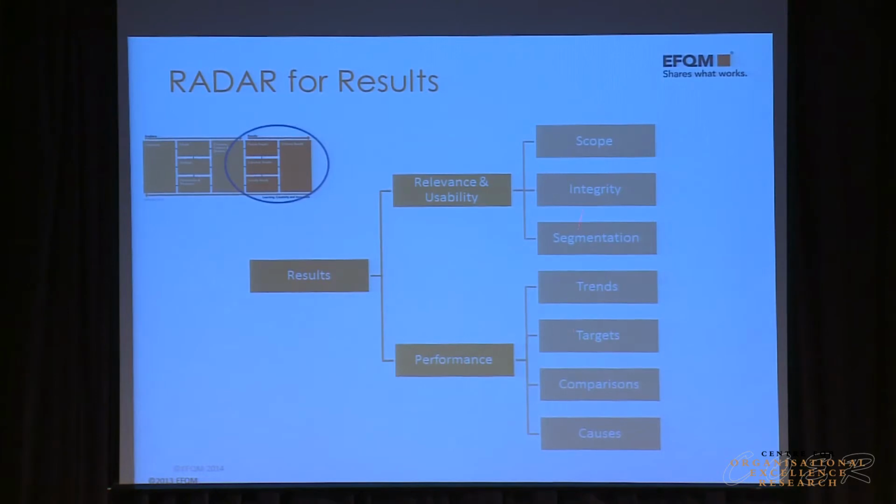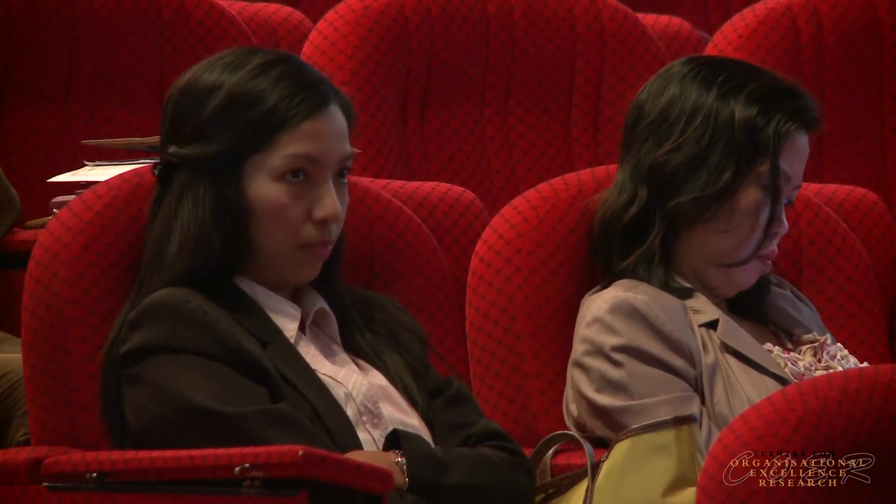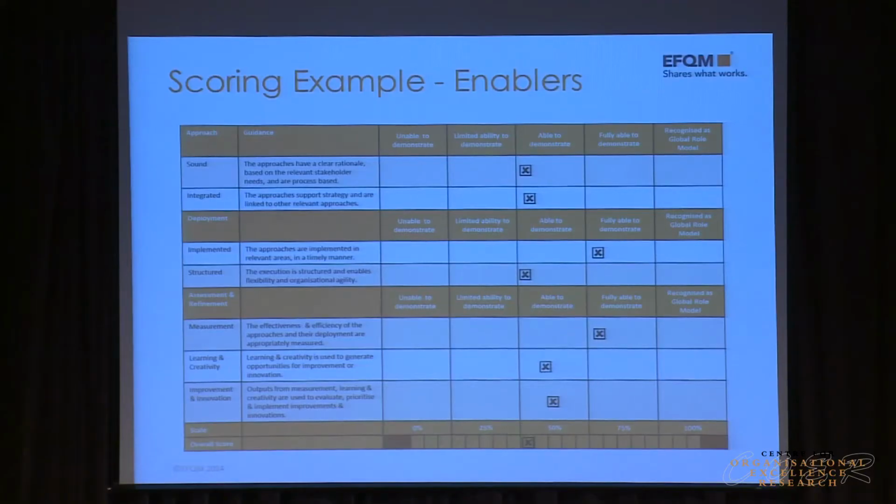So again, the assessor will go through this list and look in a structured way at how the organization is doing. And this is, you can't read it, but this is how the assessors will score. You'll find here different elements I showed you earlier about enablers, and up above: unable to demonstrate, limited ability to demonstrate, able to demonstrate, fully able to demonstrate, and recognized as a global role model. So these are your different levels. If you take one, for instance, it's implemented. I guess it's still implemented, but not fully yet implemented, sorry. Are you measuring? Well, in that case, yes, you're fully able to show that you're measuring it.